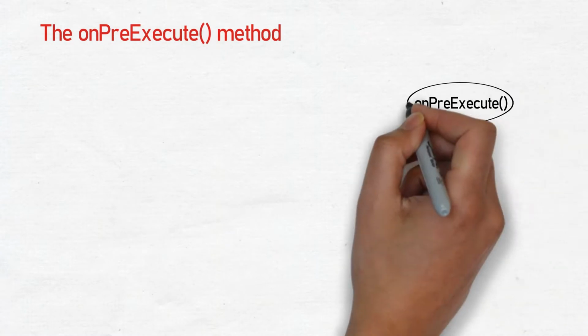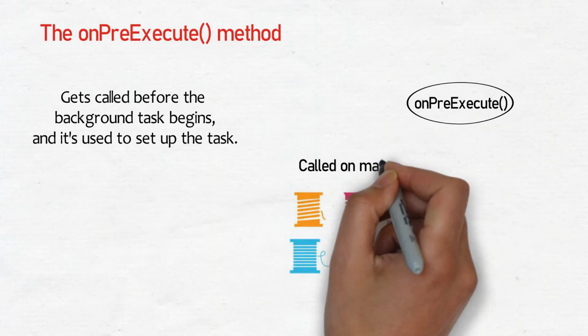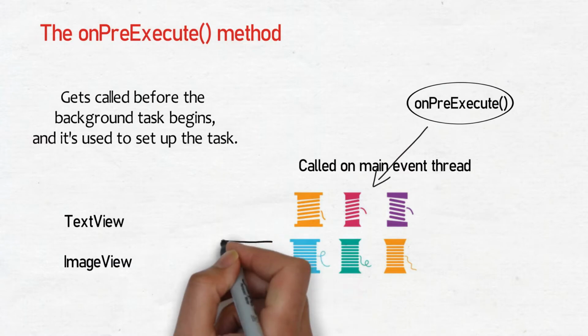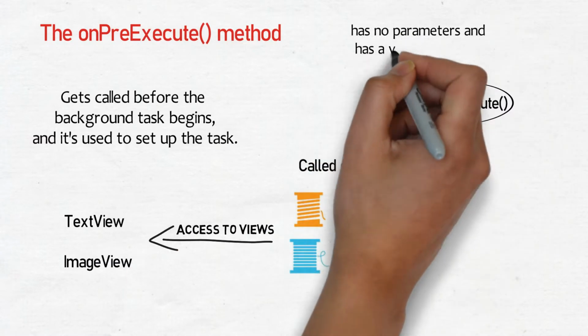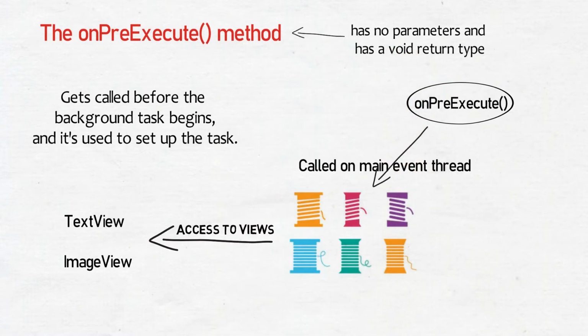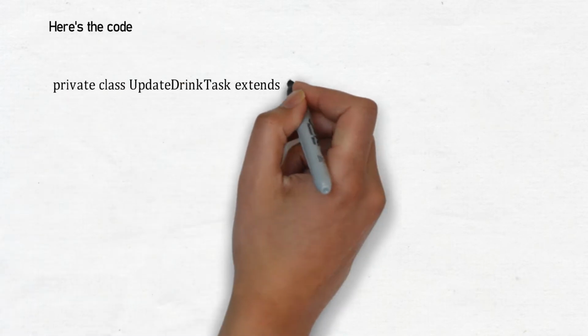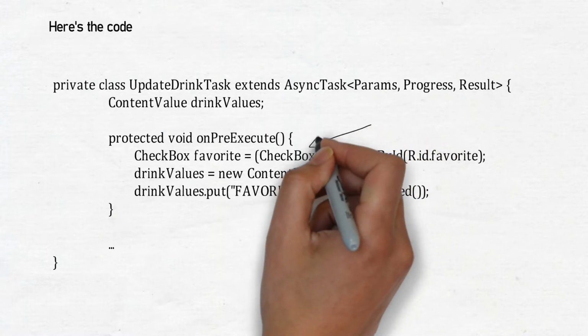The onPreExecute method gets called before the background task begins, and it's used to set up the task. It's called on the main event thread, so it has access to views in the user interface. The onPreExecute method takes no parameters and has a void return type. For example, before we run the database code, we need to get the value of the favorite checkbox.